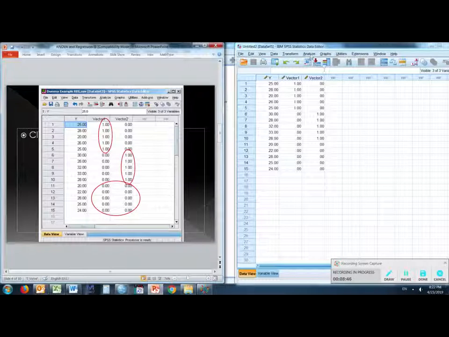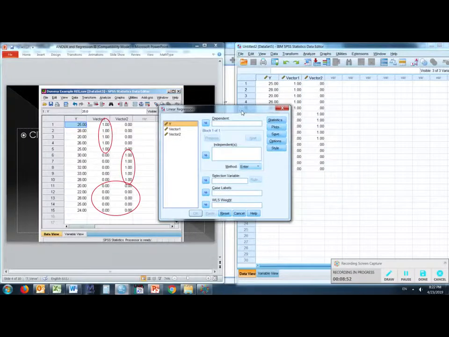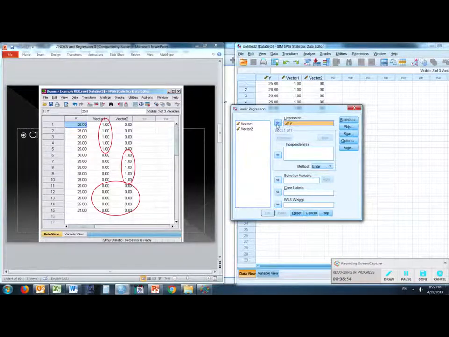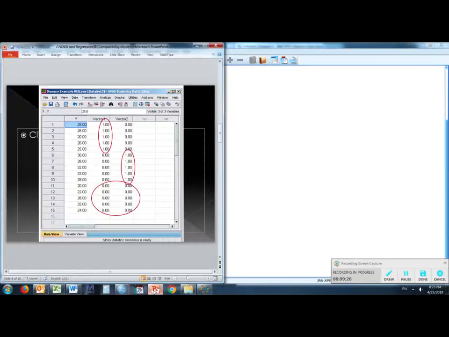Then in SPSS, we go to Analyze, Regression, Linear Regression. The dependent variable is the life satisfaction. Now we have 2 independent variables indicating their membership. So we move both independent variables to the windows here. Then we click on OK. This is regression. This is ANOVA source table, and this is coefficient. We will go back to the PowerPoint to explain this outcome.